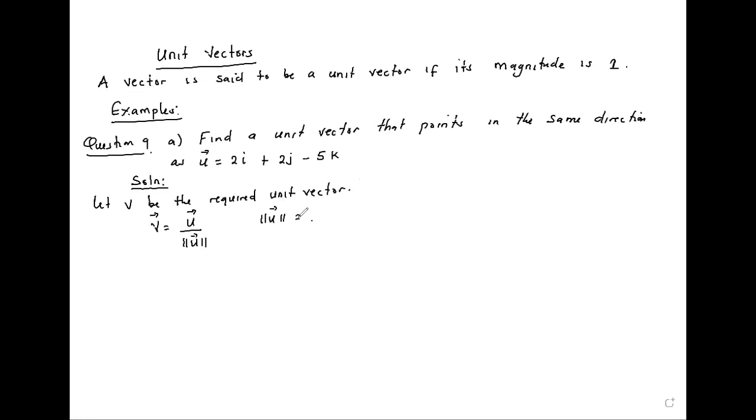It is the square root of 2 squared plus 2 squared plus negative 5 squared, which is equal to 4 plus 4 plus 25. This is equal to 29 plus 4, that is 33, the root of 33 there.